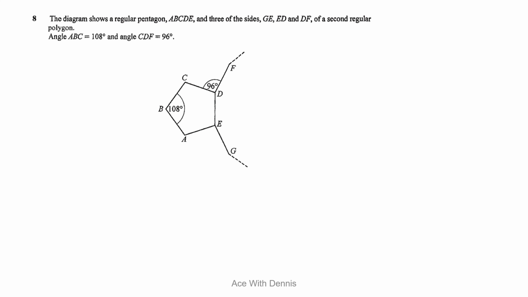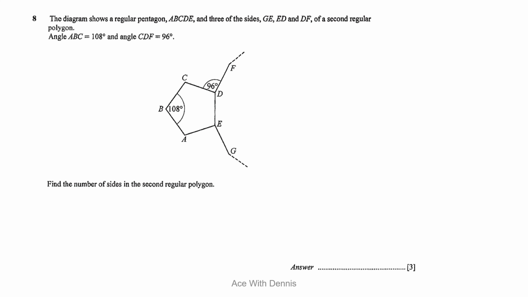Question 8. The diagram shows a regular pentagon ABCDE and 3 of the sides GE, ED, and DF of a second regular polygon. Angle ABC equals 108 degrees and angle CDF equals 96 degrees. Find the number of sides in the second regular polygon. 3 marks.